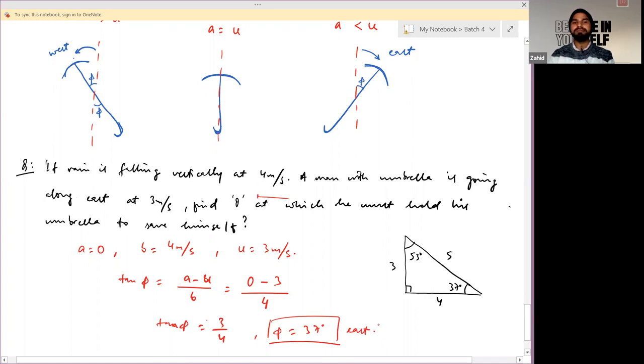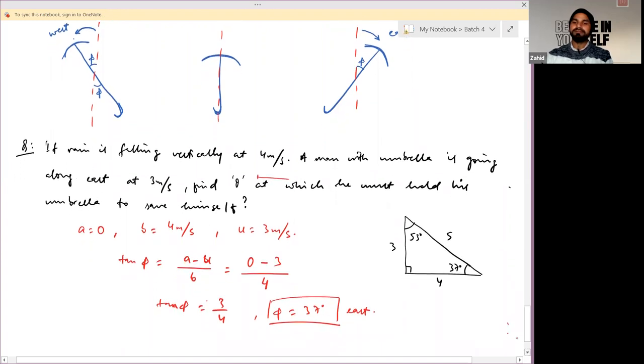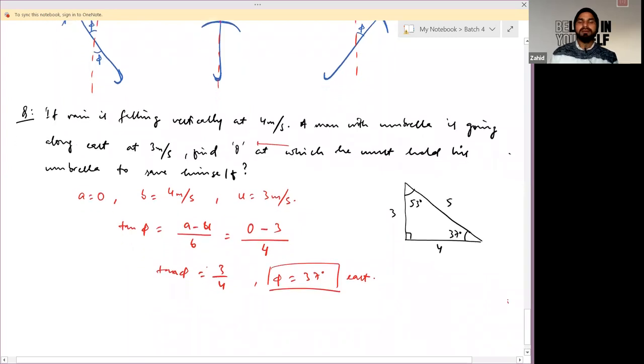Is it clear to everyone? Yes, sir. Minashi, is it clear? Yes, sir. You all have written till this part? Yes, sir. Mazia, any doubt? No, sir. No doubt.